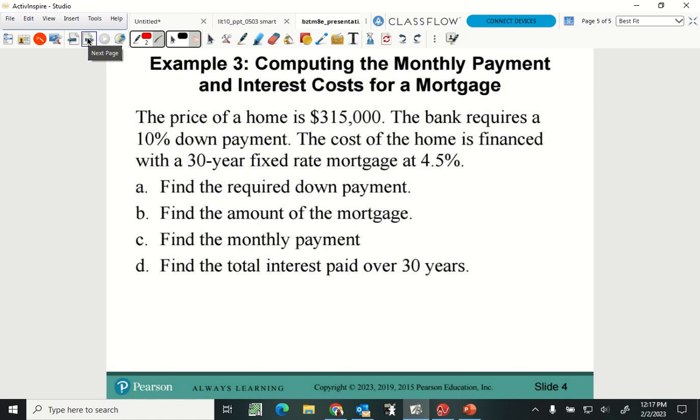All right, listen up. Example 3. Computing the monthly payment and interest costs for a mortgage. This is slightly different, so I need you actually paying attention and writing stuff down.